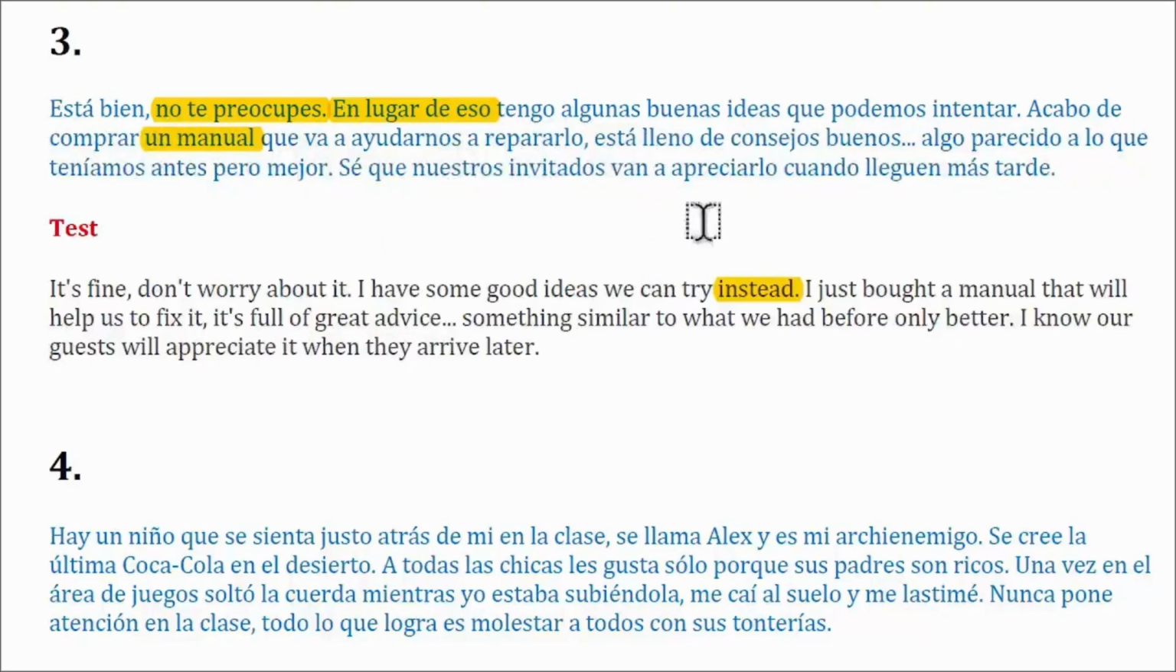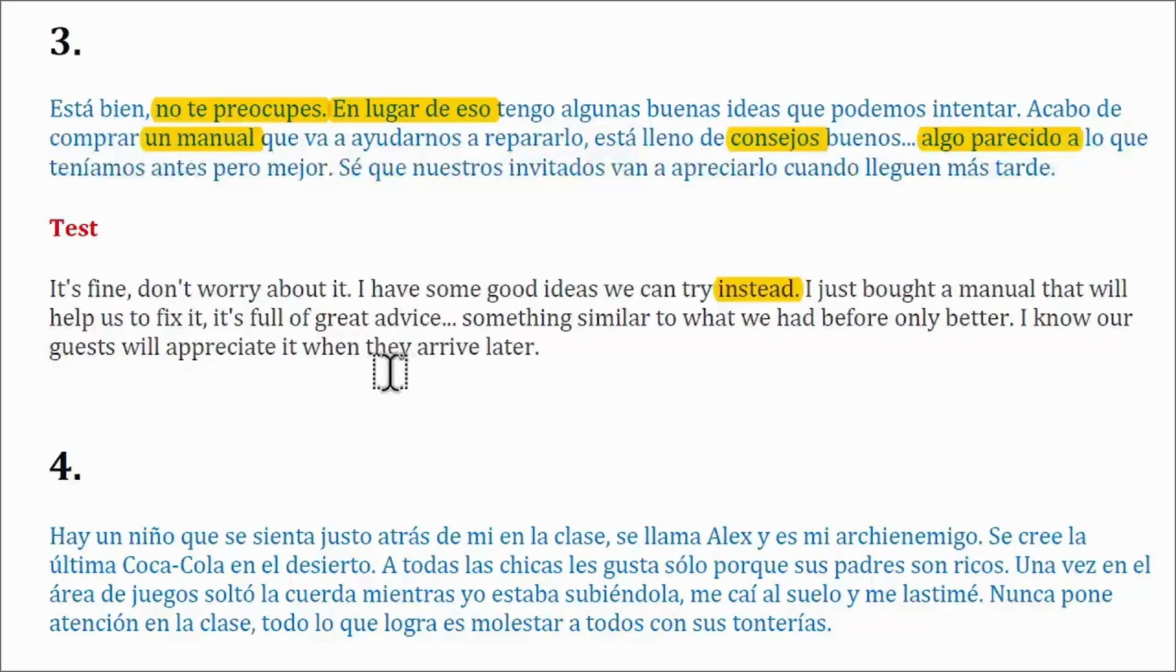Then we have está lleno de consejos buenos. Normally in Spanish, advice is plural, so it's saying it's full of good advices. Consejos buenos. I also like this one. Algo parecido a. Something similar to. Algo parecido a lo que teníamos antes, pero mejor. So something similar to what we had before, but better.